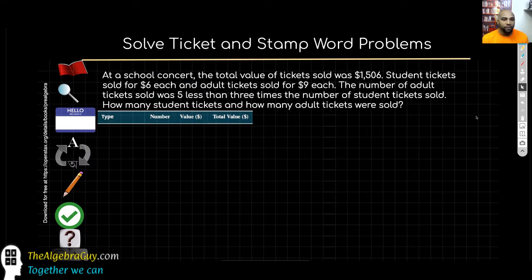All right, I want to finish off with a stamp problem. There's a couple more I have, but for time's sake, I'm just going to close it up here with the stamp problem. But it's worked the same way. So let's see how to set it up.